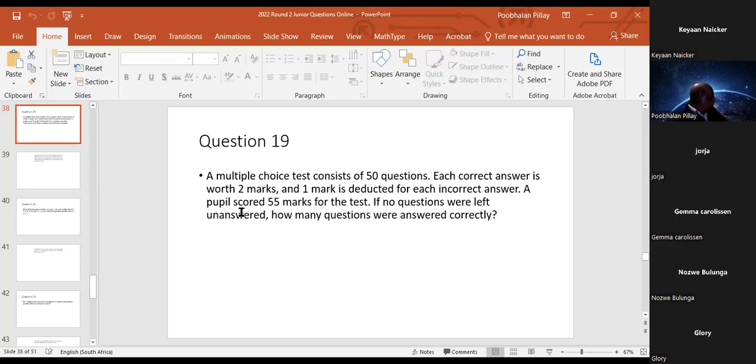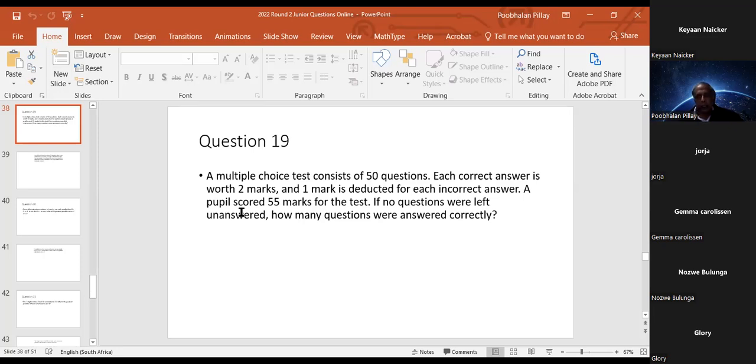So sometimes people, if they don't know the answer, they just put a blank because they don't want to take a chance and lose a mark. All right, so they say 1 mark is deducted for each incorrect answer. A pupil scores 55 marks for the test, and no question was left unanswered.